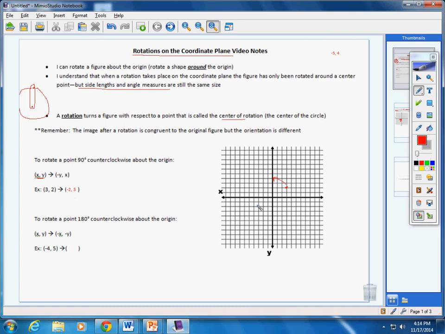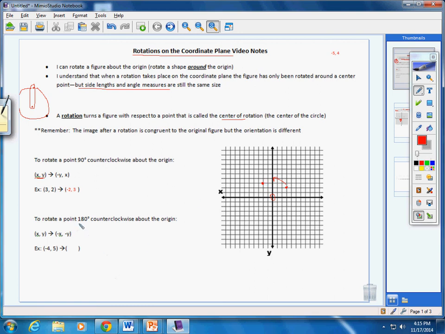Now, this will make sense once you put it on the graph. Here's our original point, 3, 2. Negative 2, 3 is right here. Well, guess what? If your first point was here in quadrant 1, a 90-degree rotation better put point 2 in the second quadrant. Okay? Because that's a fourth of the way around this imaginary circle that we're forming around the origin right here. Okay, so that does make sense that it would land about right there.